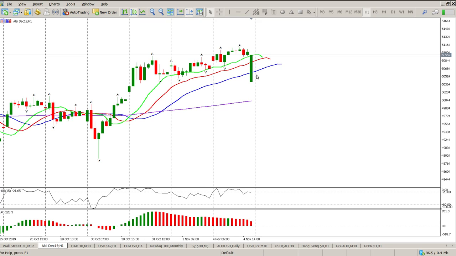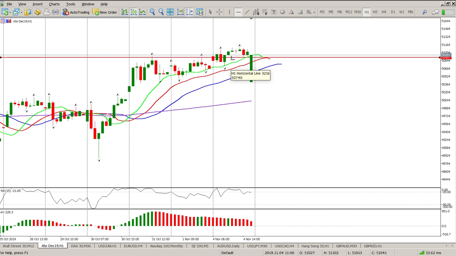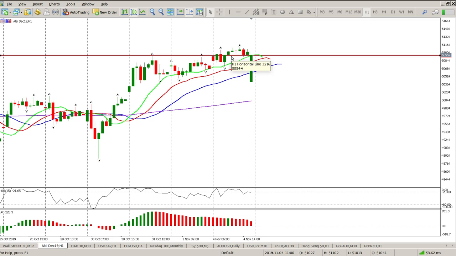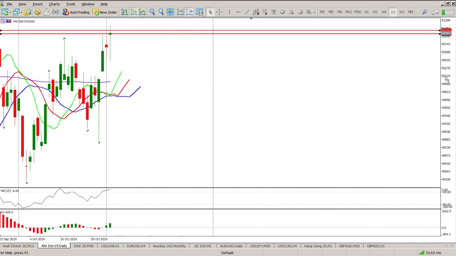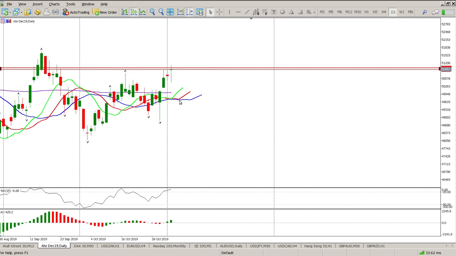Ignore this green bar, that's nonsense data. Basically, I'm starting on the hour because of that green bar. We opened over there and we closed over there. Tail to the downside, tail to the upside. What we have here is pretty much a spinning top with a tail to the downside, not that long. That's pretty much indecision, not something that I'm really keen on trading.